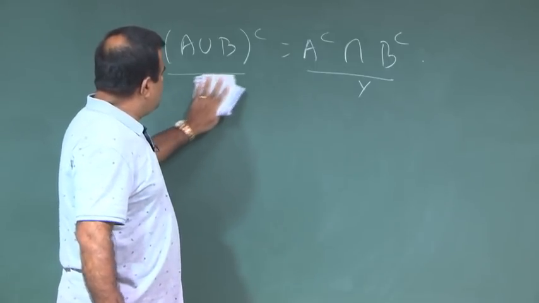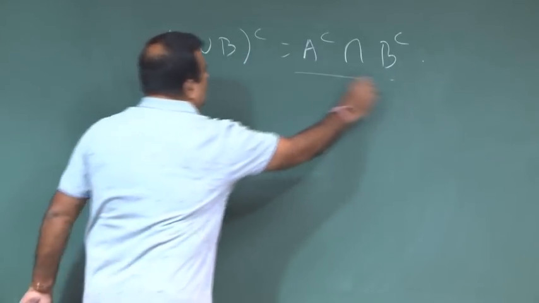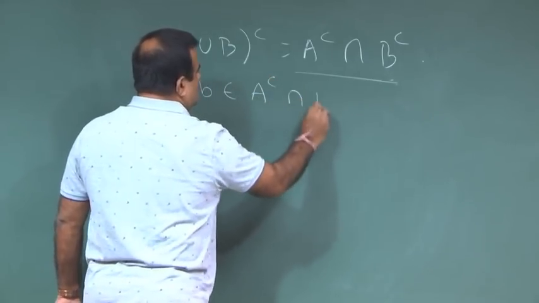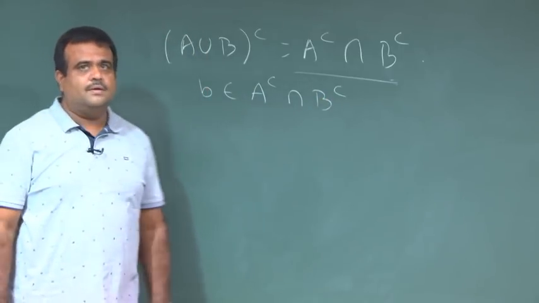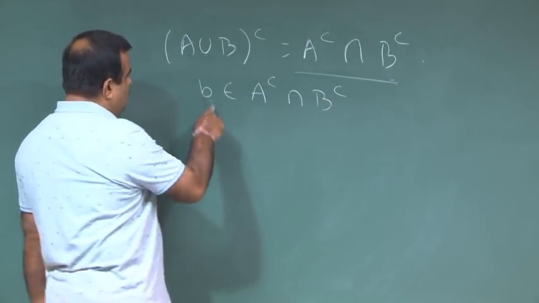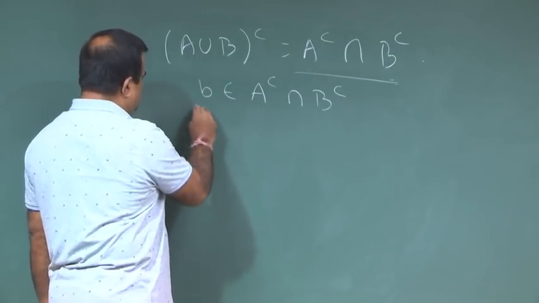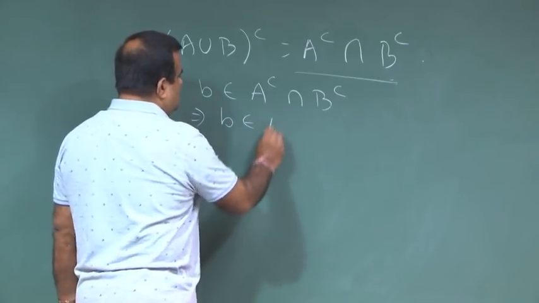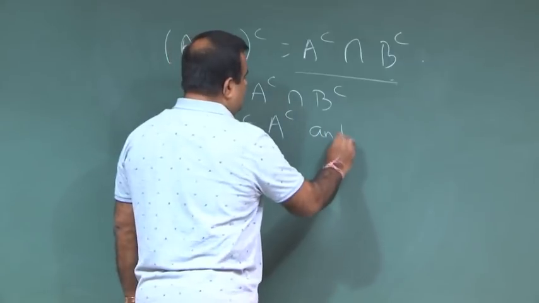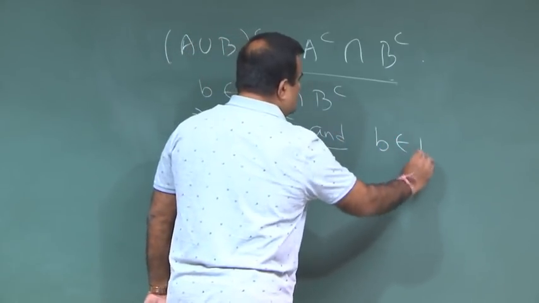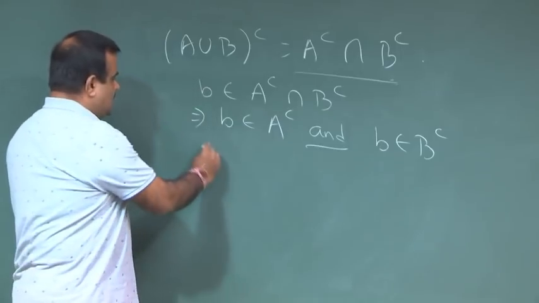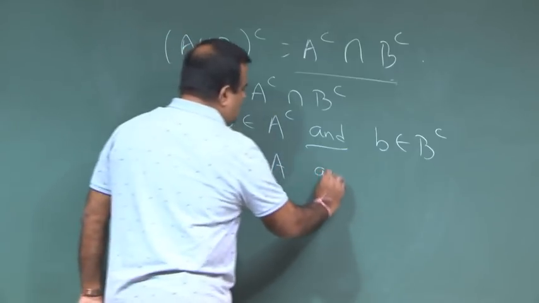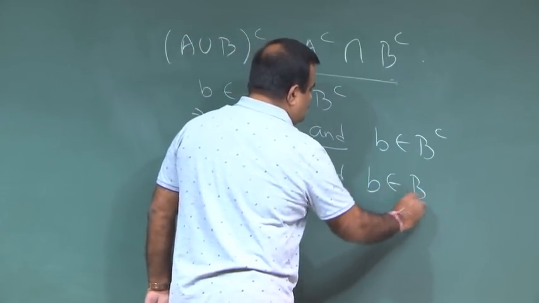So, we take an element from this set. So, we take b belongs to A complement intersection B complement. Now we have to show this belongs to this. So, let us try that. This belongs to the intersection means this belongs to A complement and b belongs to B complement. And now, it belongs to complement of A means it does not belong to A and b does not belong to B.